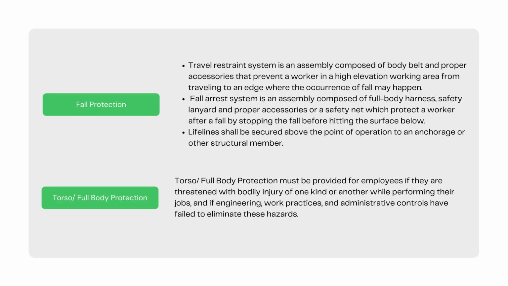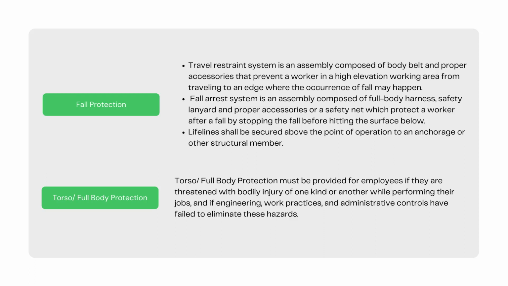Another one is the fall protection. The fall protection has major parts, which are the travel restraint system. Travel restraint system is an assembly composed of body belt and proper accessories that prevent a worker in a high elevation working area from traveling to an edge where the occurrence of a fall may happen.